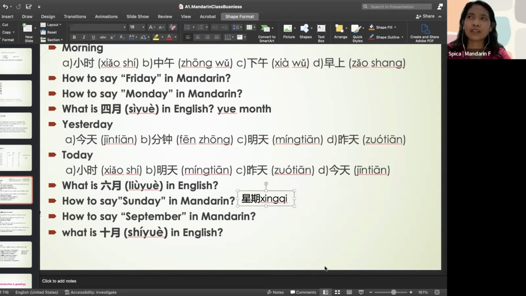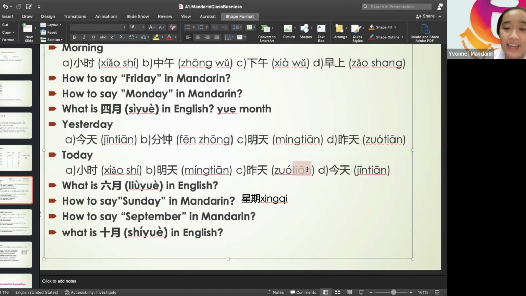I forgot. Wait, Christine, do you say 天? I forgot also. I cannot see it, but 星期天 or 星期日. Okay, 星期天 here is 天, or 星期日. Okay, 星期天, 星期日. Now, after many English translations, now from English to Mandarin, what is September in Mandarin?